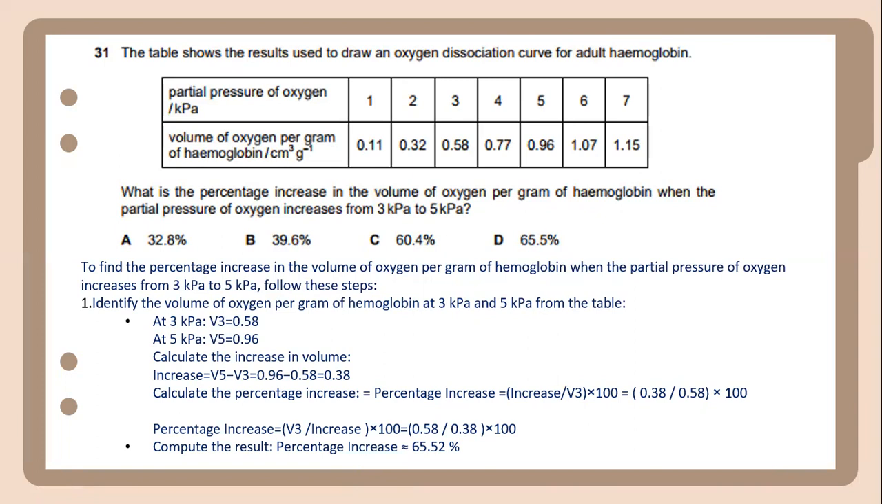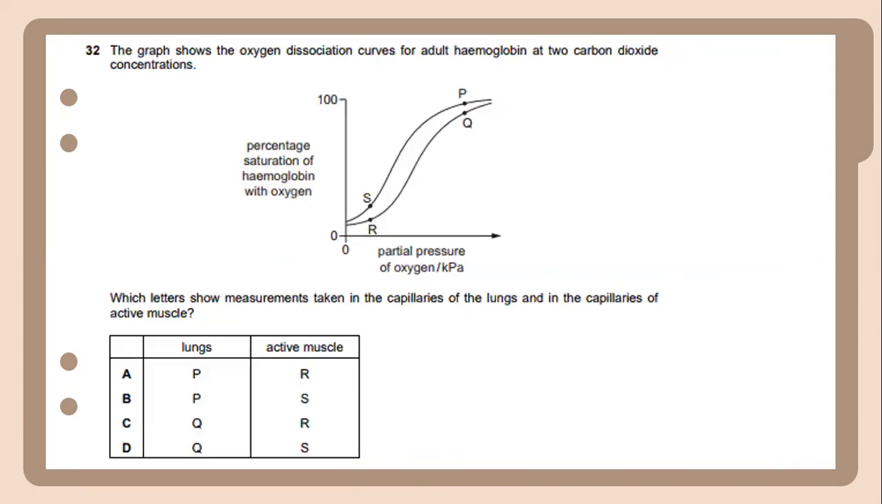When you want to calculate the percentage increase, then you need to use: percentage increase is the increase divided by V3, multiplied by 100. So in this case, we get the value of the increase, which is 0.38, divided by 0.58, multiplied by 100. You get the value of 65.52 percent.